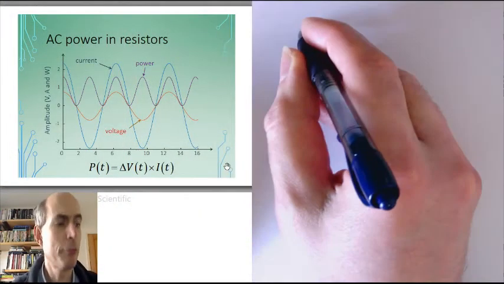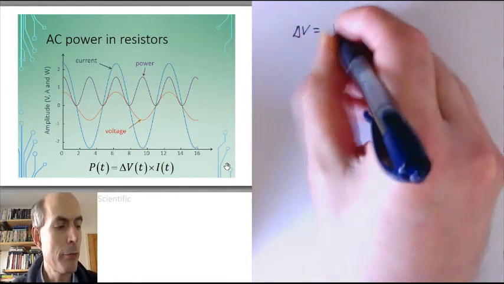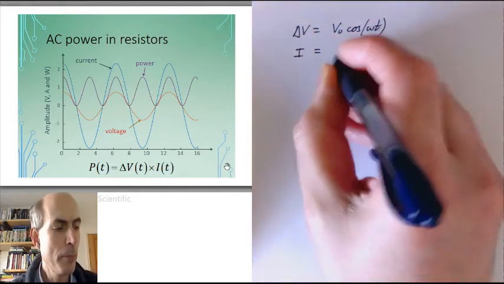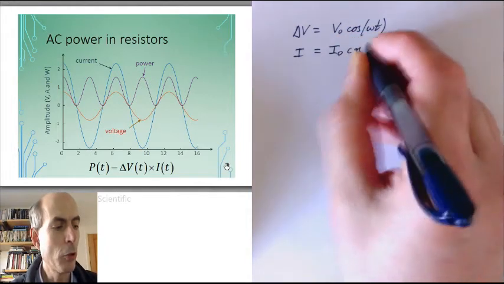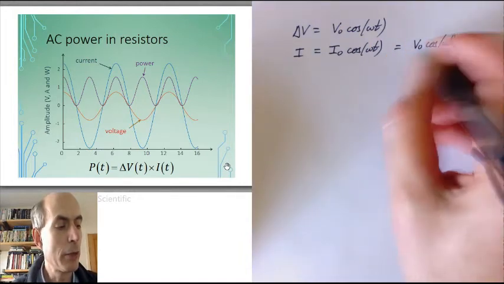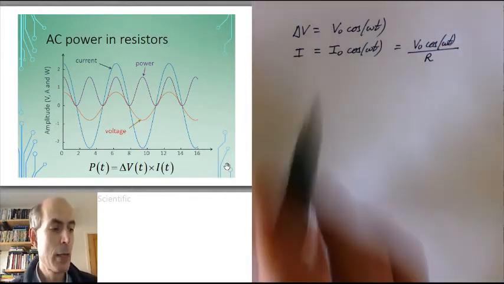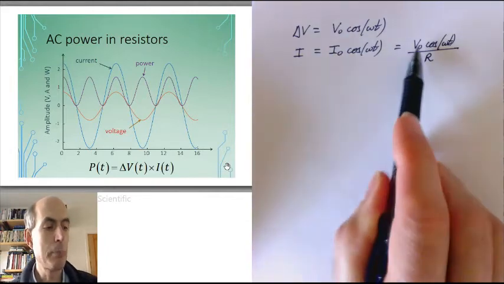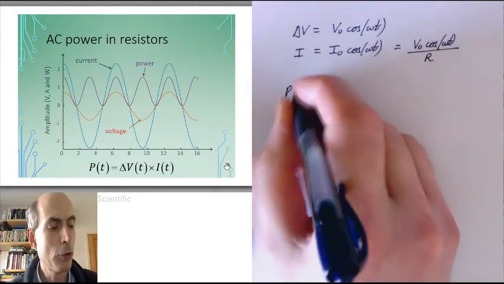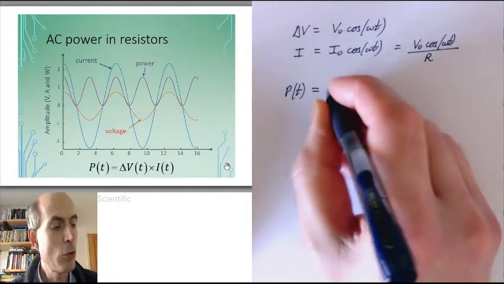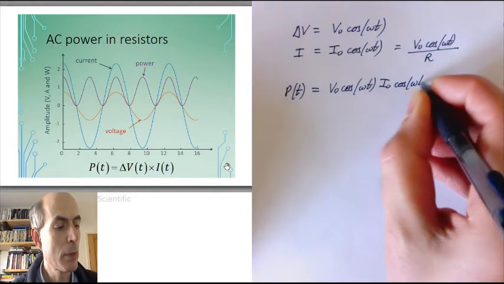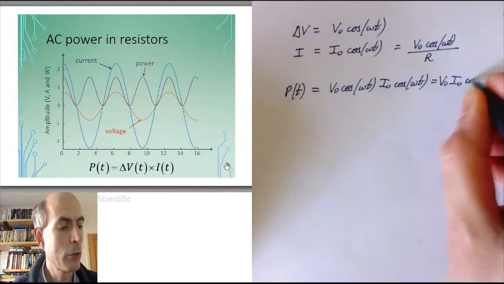Well, if we let the voltage across our resistor be V0 cos omega t, then the current through the resistor is going to be, by Ohm's law, I0 cosine omega t. It'll be in phase with the voltage, which is just V0 cosine omega t divided by R, the resistance of the resistor. And the amplitude of the current, I0, is just the amplitude of the voltage divided by the resistance R. So the power, instantaneous power, being lost by the resistor is V0 cosine omega t times I0 cosine omega t, or V0 I0 cosine squared omega t.